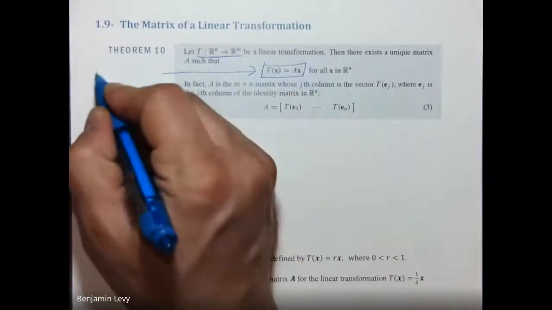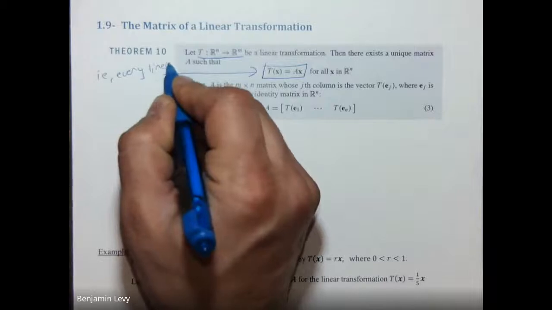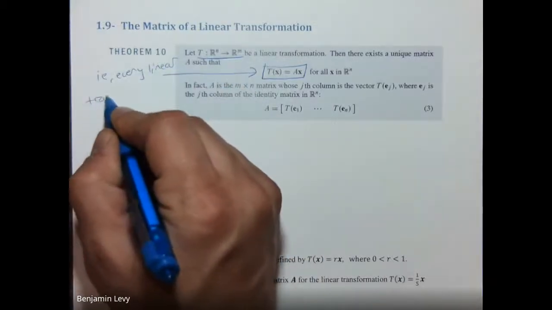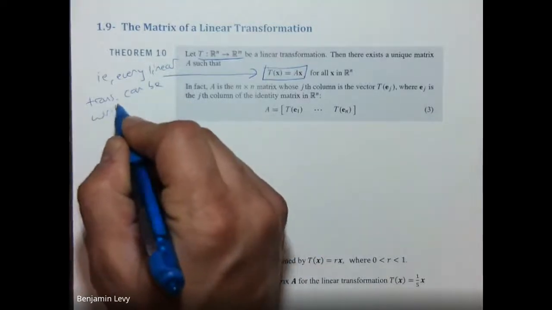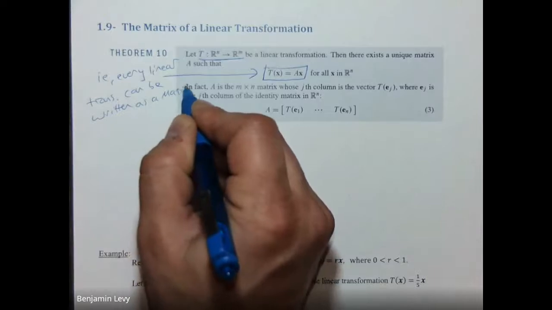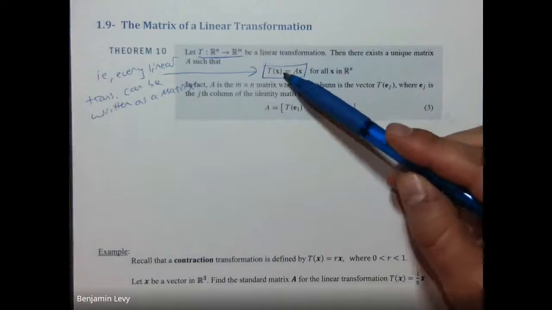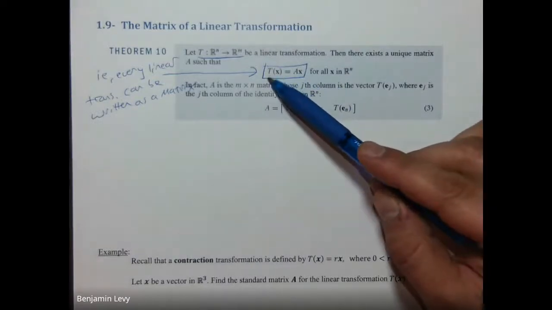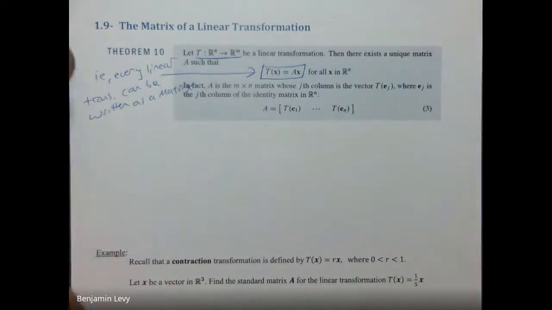Another way to say this is that every linear transformation can be written as a matrix and can be carried out via matrix multiplication. That's literally what this is saying: applying a linear transformation T to vector x is the same thing as multiplying it by A for some matrix A.